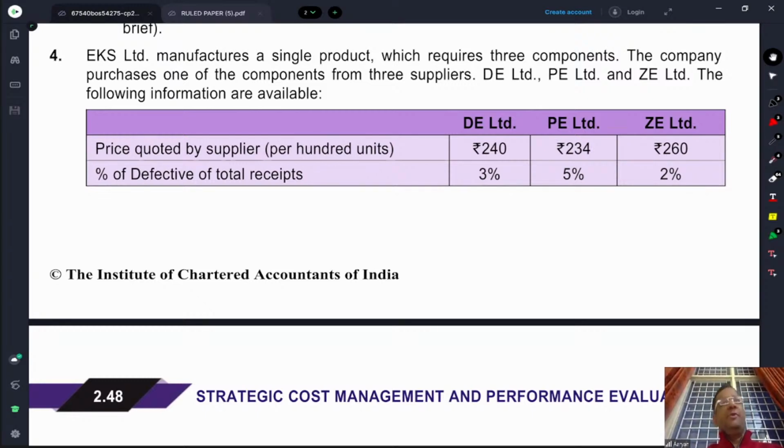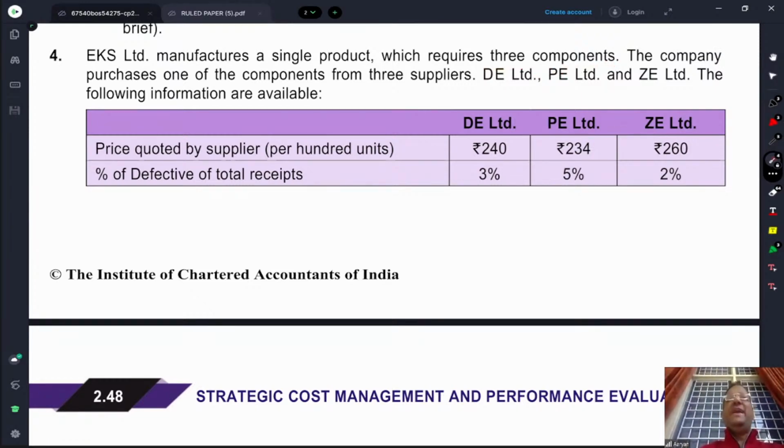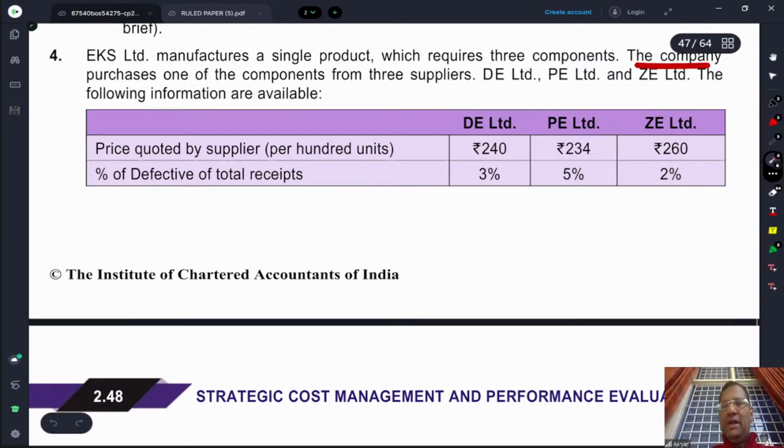I'm starting question number 4. EKF Limited manufactures a single product which requires three components. Company name is EKF. They are manufacturing a single product which requires three components. When all these three components are there, they can be assembled and that particular product can be manufactured. The company purchases one of the components from three suppliers.